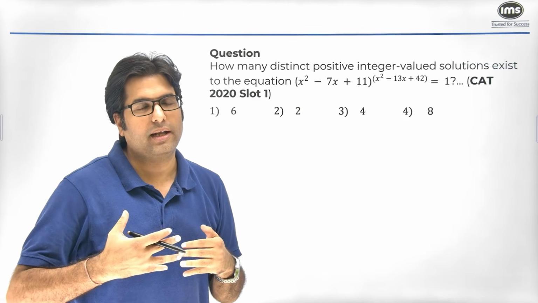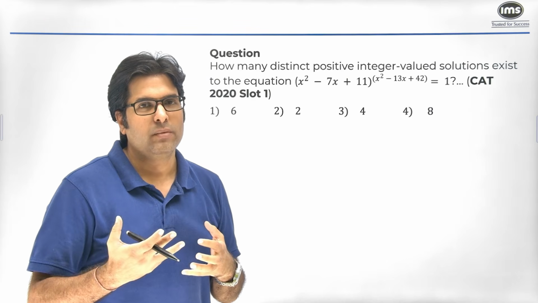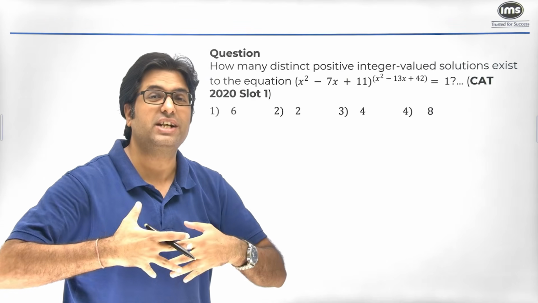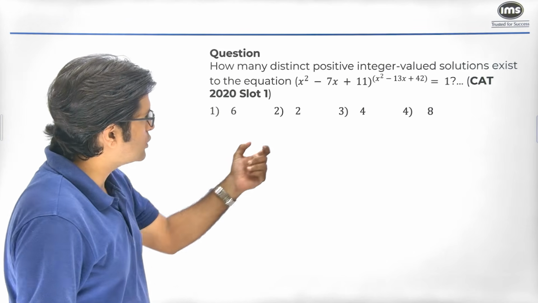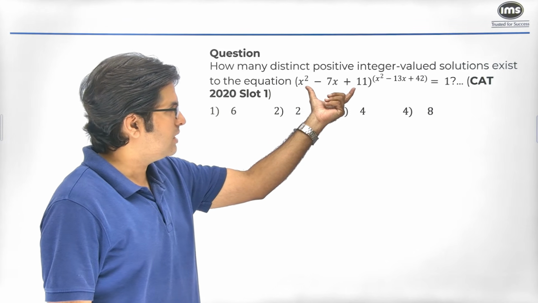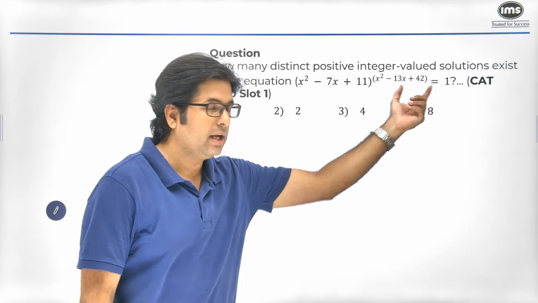I am of the opinion that almost every year you'll find at least 3, 4, 5, 6 question types getting repeated in every slot. So this is from CAT 2020 slot 1. You have an expression which is base raised to some power equal to 1.